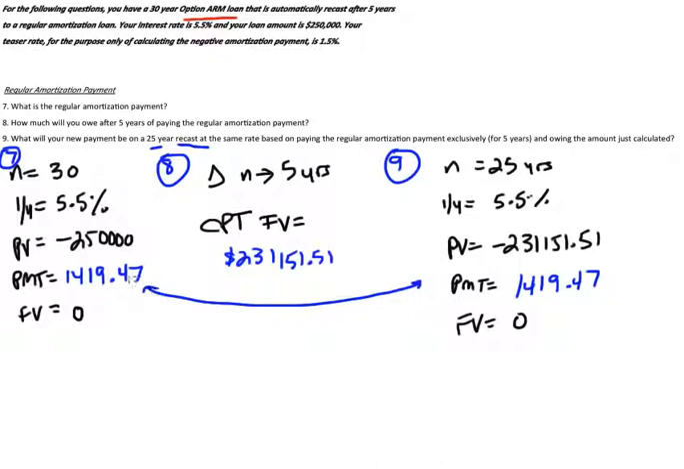Why is it the same? Because you're just continuing to pay at the same interest rate on the same loan. So the point of this is to show you that on a regular amortization payment on an option ARM loan, there will be no change except for what will happen with the change in interest rate, which we are not yet doing.